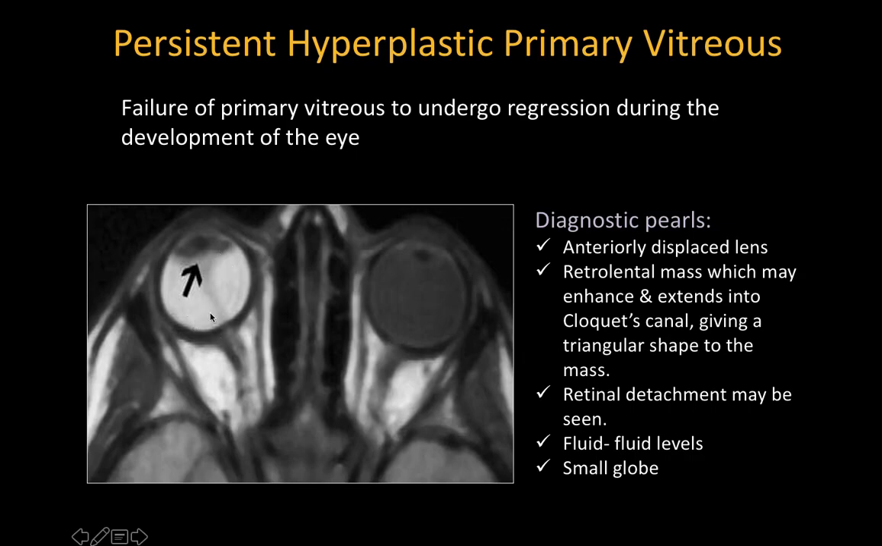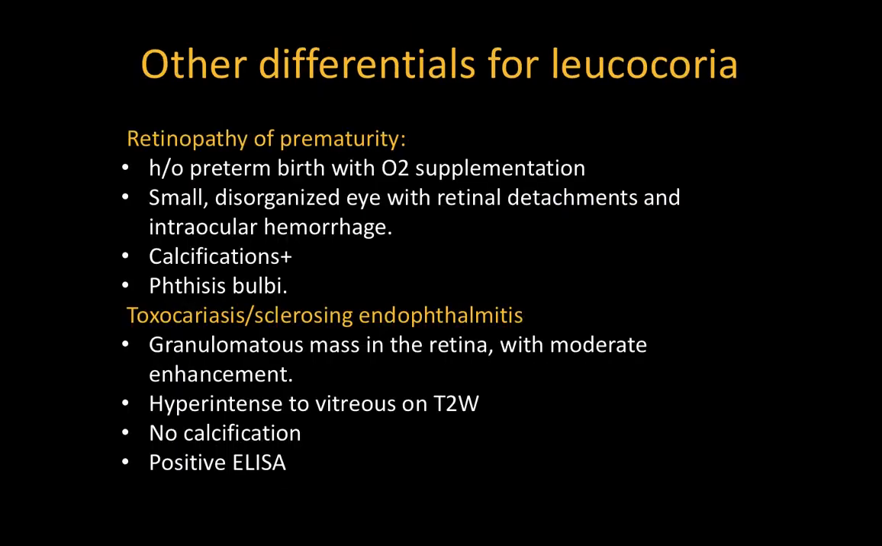Think about when you see a retrolental opacity with a triangular shape to the mass, then think of PHPV. Other differential for leukochoria is retinopathy of prematurity. Usually the history of preterm birth with oxygen supplementation is present.